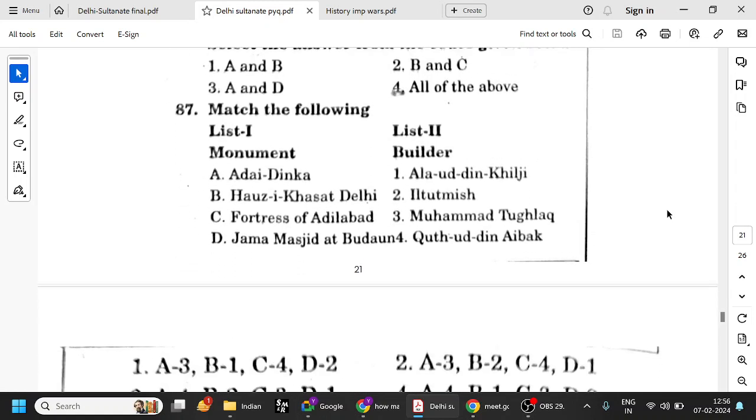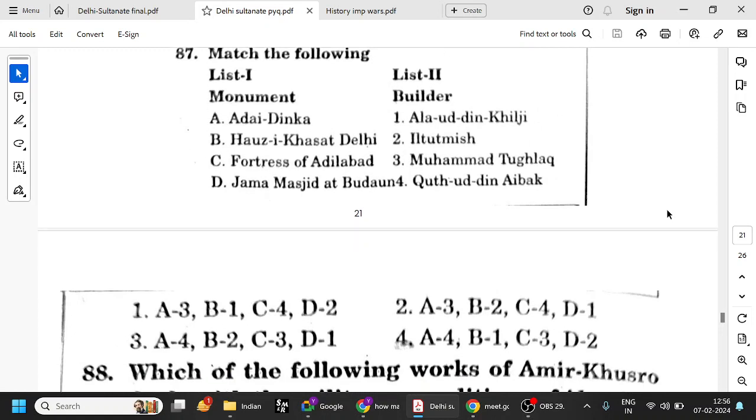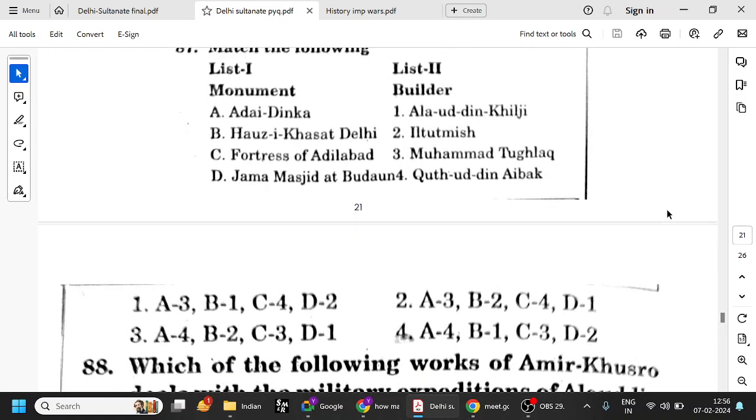Okay, Adhai Din ka Jhonpra is Qutbuddin Aibak, and Jama Masjid we've seen, right? Who is that? Iltutmish. Okay, let us see Adhai Din ka Jhonpra, very standard, Qutbuddin Aibak. Quwwat-ul-Islam and Adhai Din ka Jhonpra, they both are Qutbuddin Aibak, and he also started the construction of Qutub Minar.